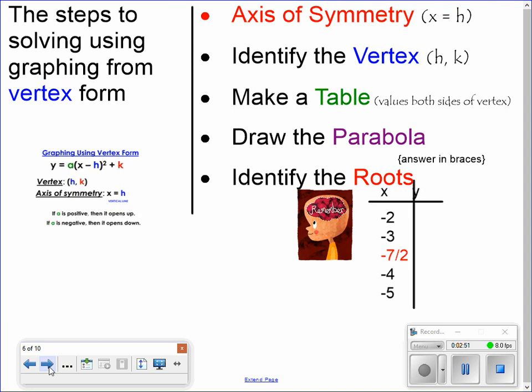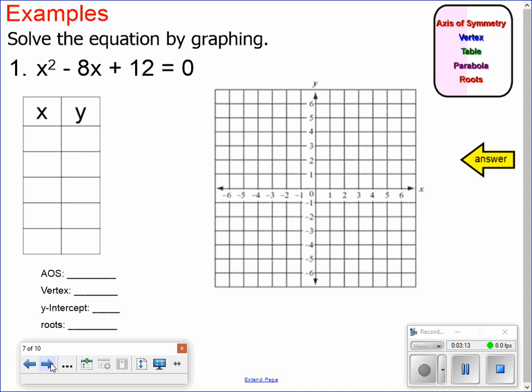Now, our steps for solving using vertex form. Remember that in vertex form we're given the vertex. We pull h and k out of the equation. We make a table of values, again just like we did before. Get both sides of the vertex, draw your parabola, and then identify where it crosses the x-axis. So let's take a look at the following equation.